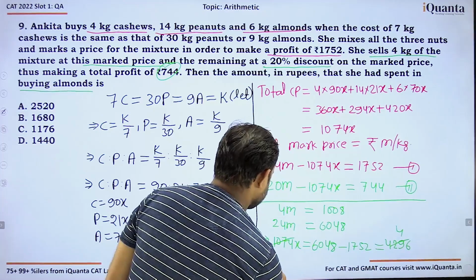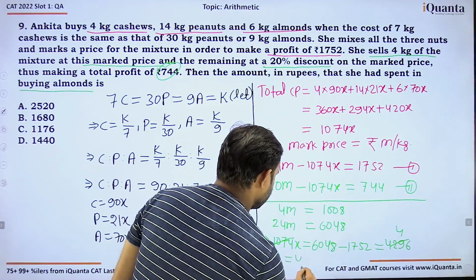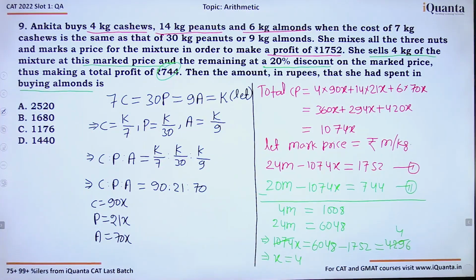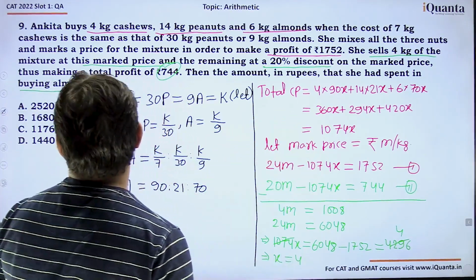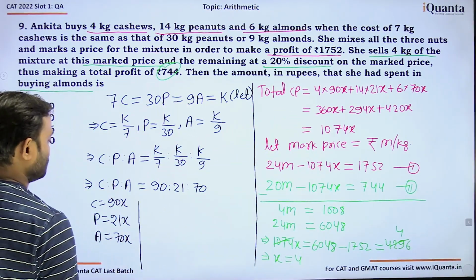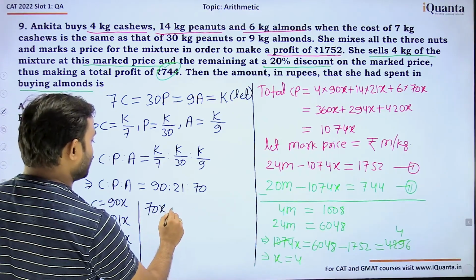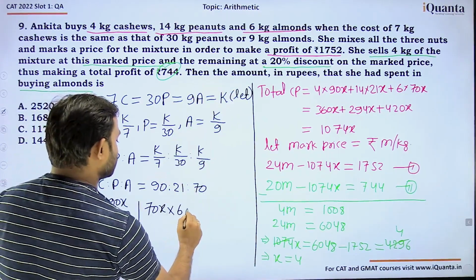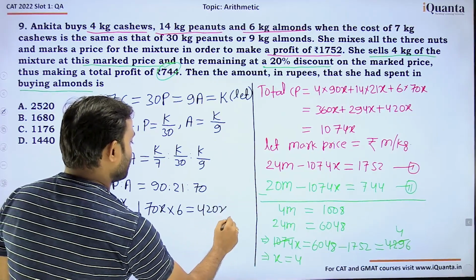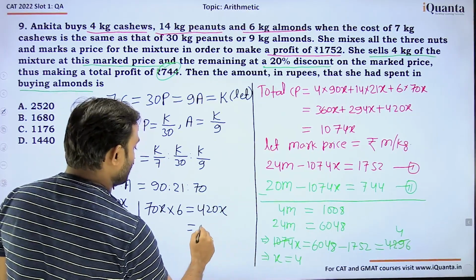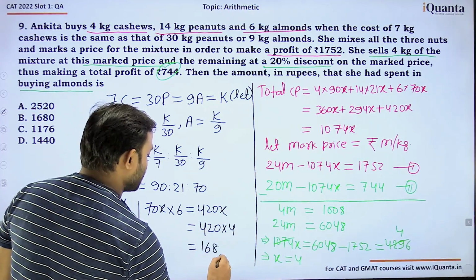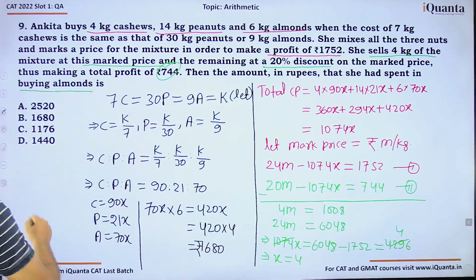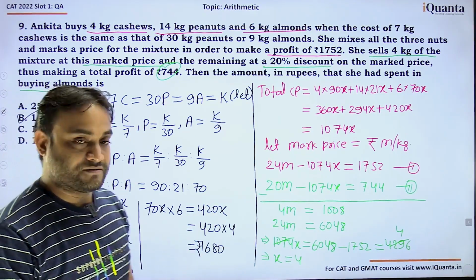So, we get x is equal to 4 here. If x is equal to 4, we need to find the amount in rupees that C had spent in buying almonds. So, 70x into almonds is 6 kg, which is 420x. Put the value of x is equal to 4. So 420 into 4 is equal to 1680 rupees. So our option B is correct here.